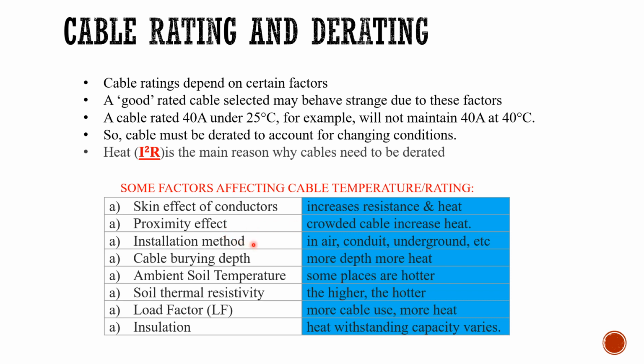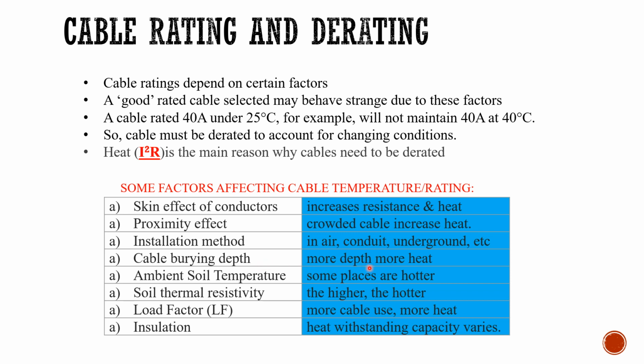Another factor that leads to the increase in heat is the installation method. If the cable is air-cooled, it will dissipate heat easily. But if it's in a conduit pipe, it will not dissipate heat easily. Same as when it is underground, the heat dissipation will be less. So conductors in the air, like surface wiring, will cool more easily than conductors in conduit pipe and underground.